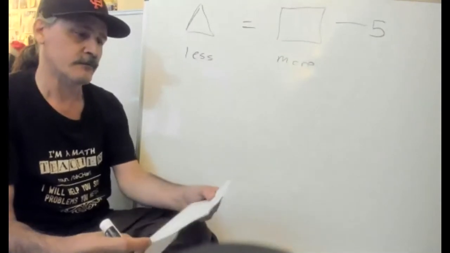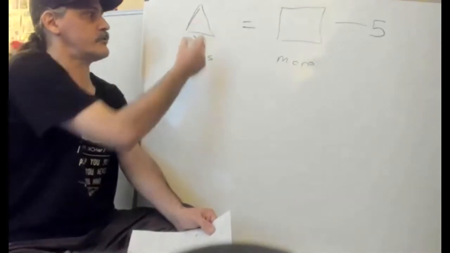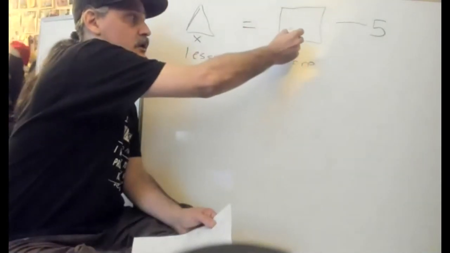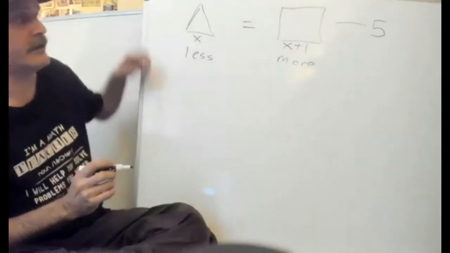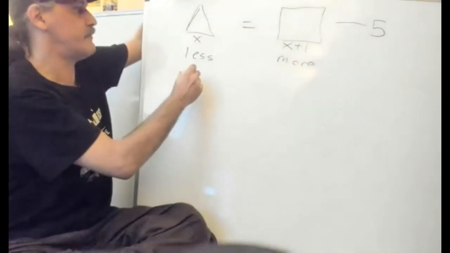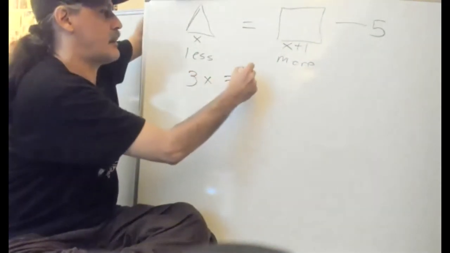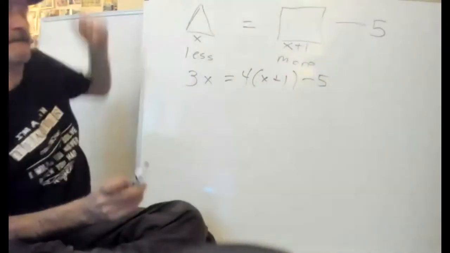Now, since it said the side of the square was 1 inch longer, we might as well make the triangle x, since we're solving for the triangle. So that's x plus 1. Okay, so now we got 3 times this equals 4 times that minus 5. All right?